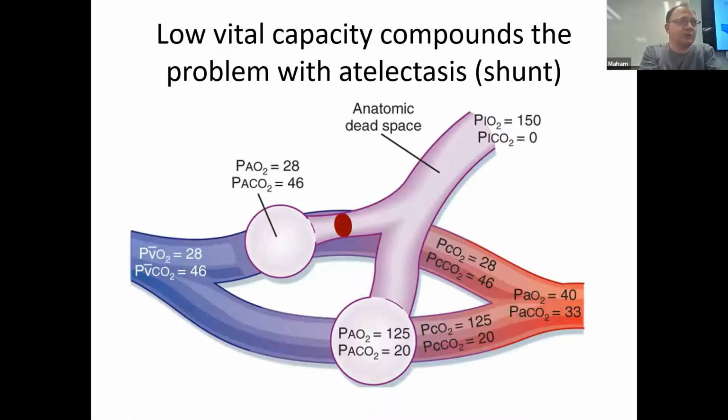And we've discussed shunt before in previous lectures. You have collapsed alveolar spaces here, and blood from the pulmonary arteries is not getting across through to the pulmonary veins with oxygenated blood, and as a result, you have a decreased PaO2 going back into the left heart and the systemic circulation.